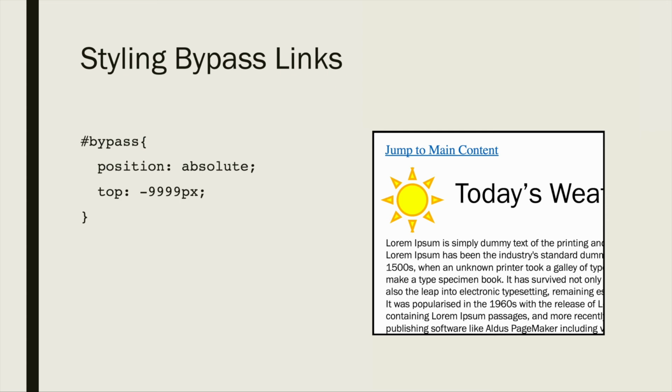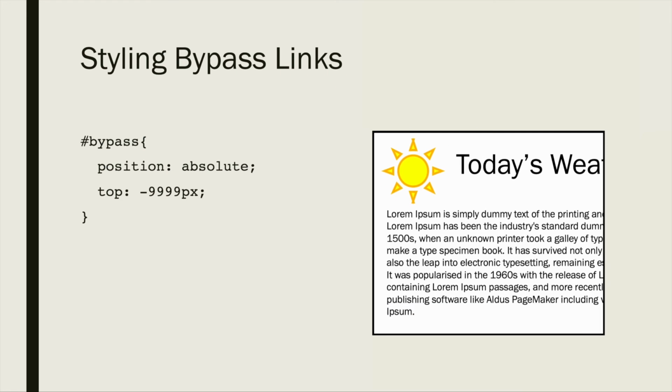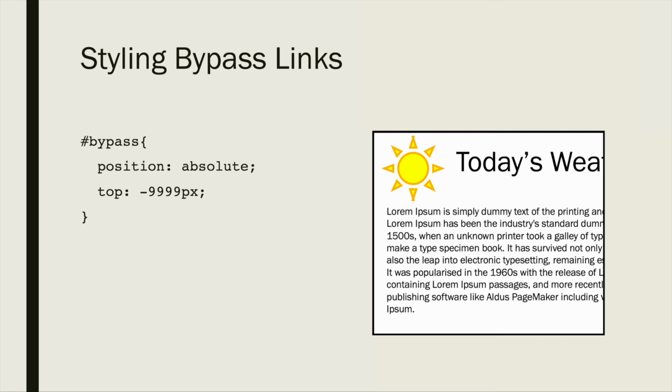So by doing that, you can use the bypass link of identifying whatever your bypass is, saying position absolute, and then you can say top negative 9999px. Basically what that means is that the bypass link jumps off the page and the rest of the content moves up where it's supposed to go.